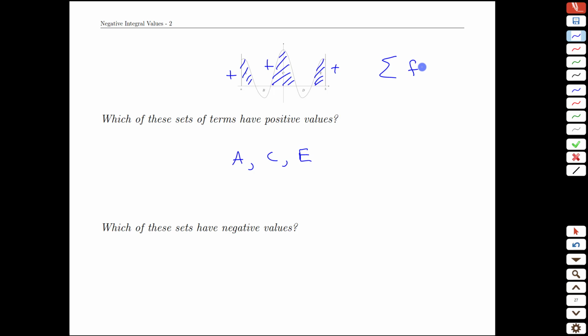Again, thinking of the sum of f of xi's times delta x's, these are all going to be positive on A, C, and E. Of course, when we have negative values for our function, we would have subtracting effects in our integral or in our sums, and that's going to be on B and D on the sketch that we have here. So here we see a bit of a breakdown between the area as an integral and the integral with negative quantities. Integrals can have negative quantities.